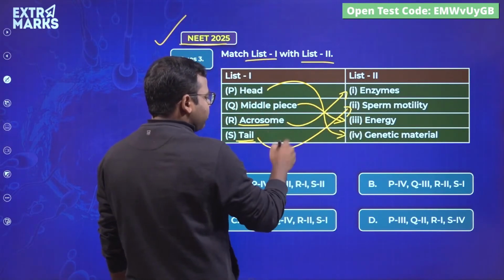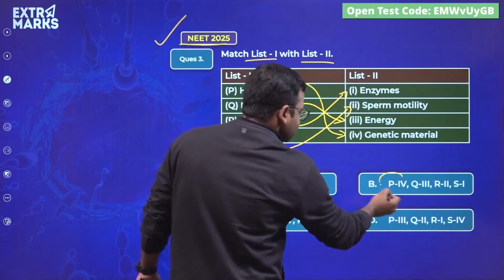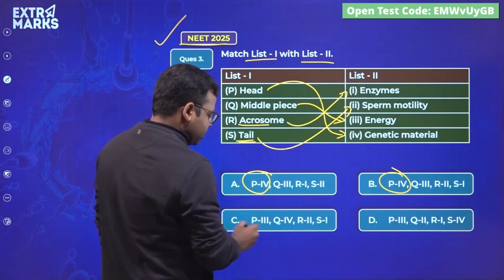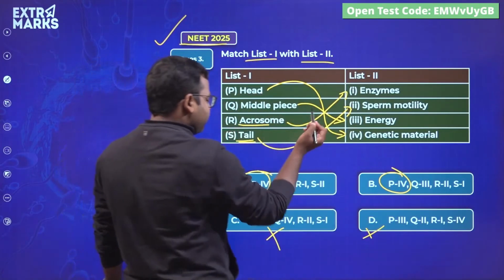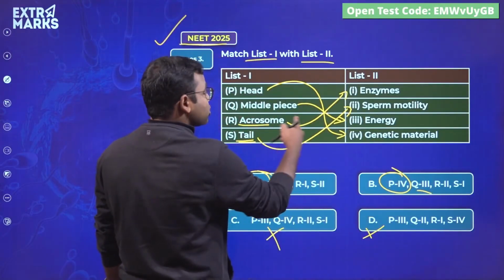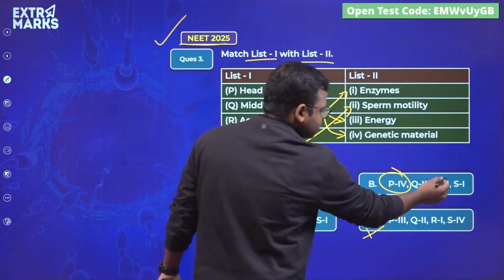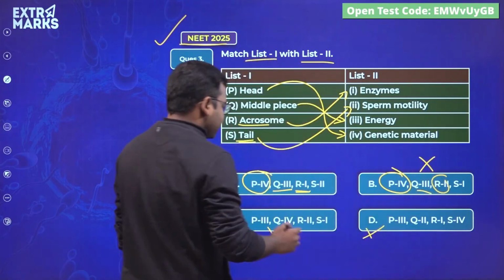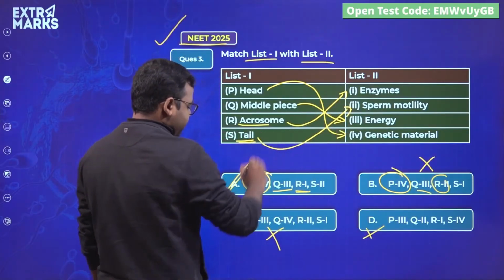So P is, you can see here, P is going with 4. P is 4 only in this and in this, right? So we can eliminate these two options. Then you can say Q is going with 3. Q is going with 3 in both of them. Then R is going with 1. R is going 1 only in this. Here it is 2, so this is also eliminated. Correct answer then you will get S is also going with 2. So the correct answer is option A.